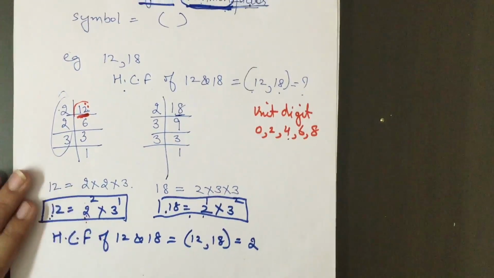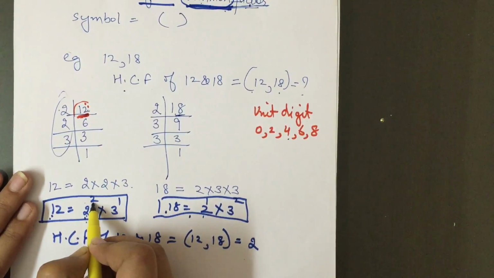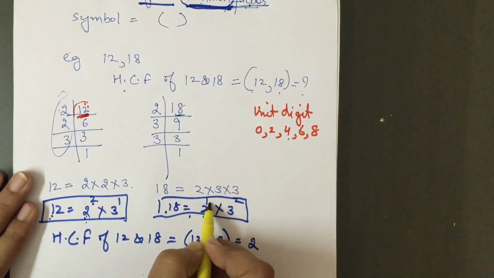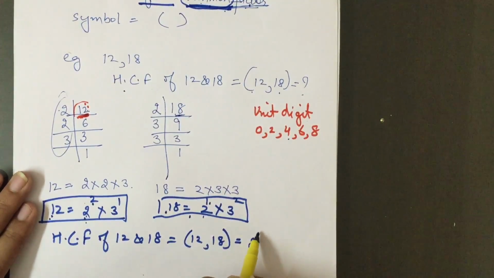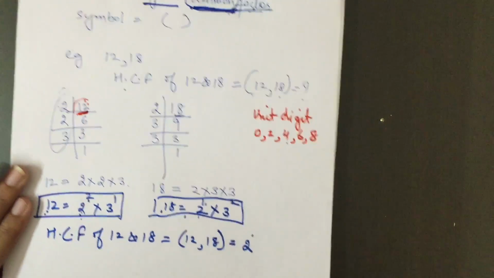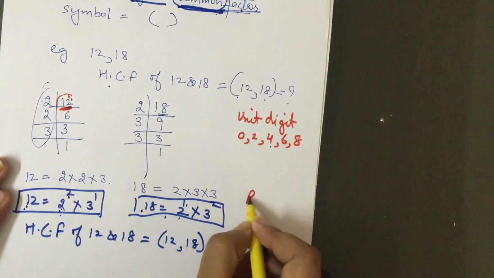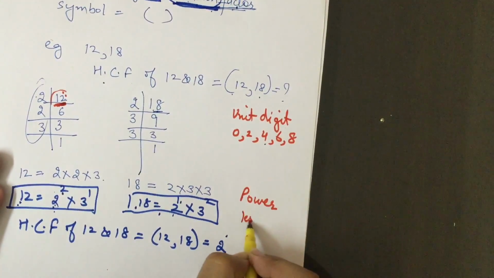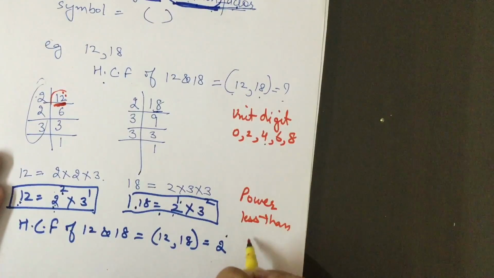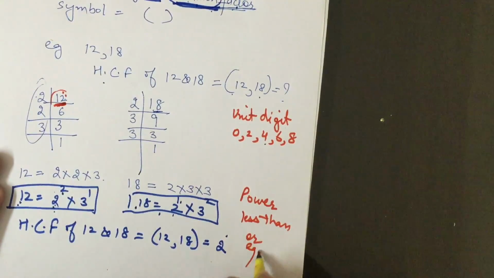But as you can see here, 2's power is 2 in one and 2's power is 1 in the other. There are different powers. So which power will come in the answer? That is the question. There is a little logic as far as power is concerned: less than or equal to. What does that mean?